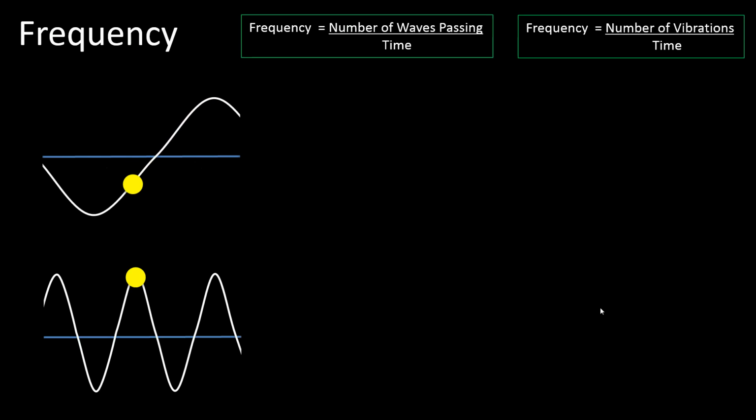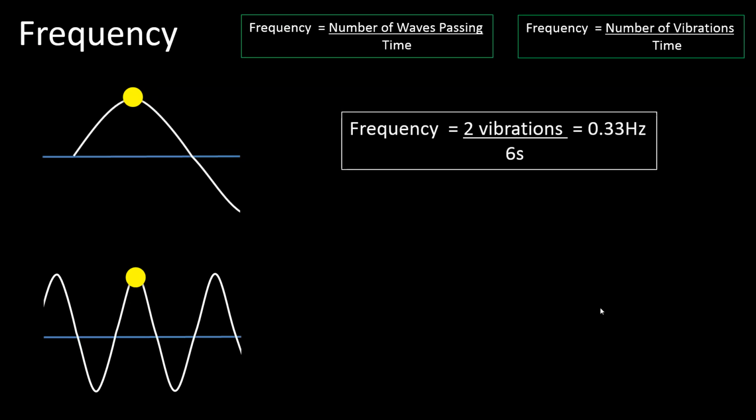So if we're on the first one, we've got one complete wave and a second complete wave. Roughly speaking, the time period that took was 6 seconds. So we say that's 2 complete vibrations of the yellow dot up and down, or 2 complete waves passing. They are the same thing. We take those number of vibrations, divide it by the time period that those vibrations took, which was 6 seconds, and we get 0.33, or 1/3 of a hertz.